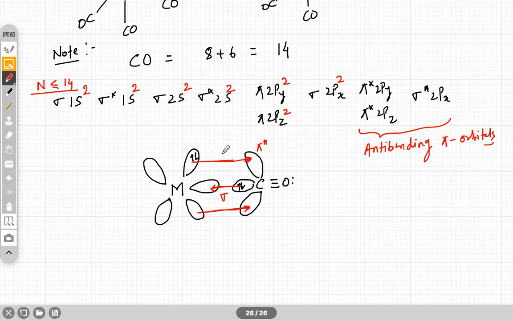Okay, this forms the pi bond. So the pi bond forms by the back bonding of a pair of electrons of the metal into the anti-bonding pi orbitals of the carbonyl group, and the sigma bond forms by the donation of the lone pair of electrons of carbon to the vacant orbital of the metal. So this is what we have in a carbonyl compound, a sigma-pi complex.